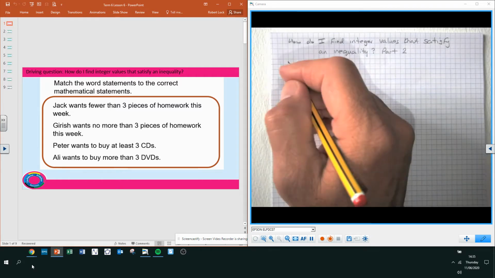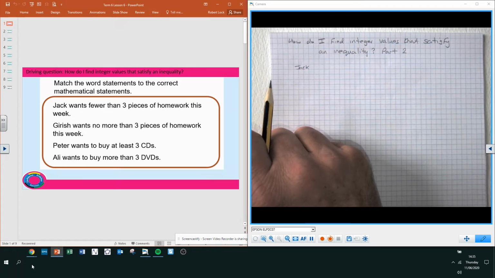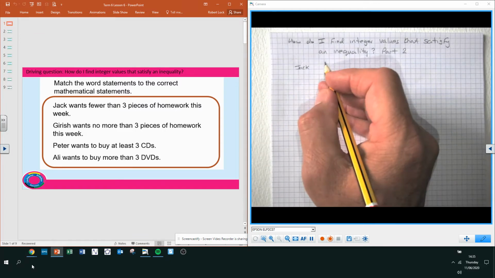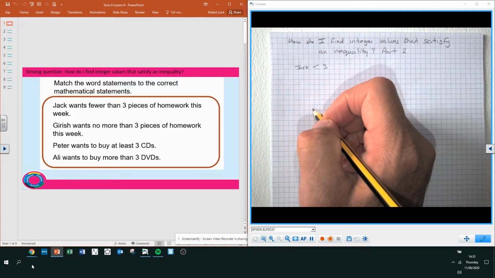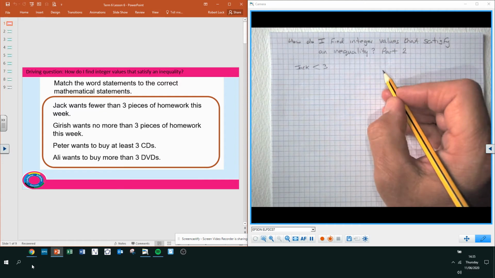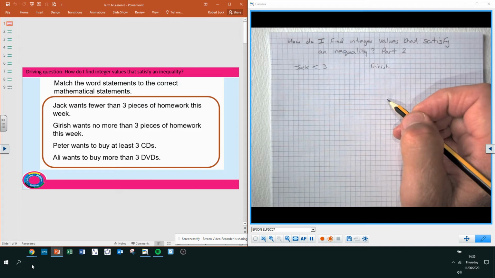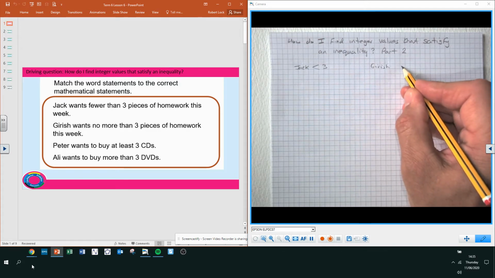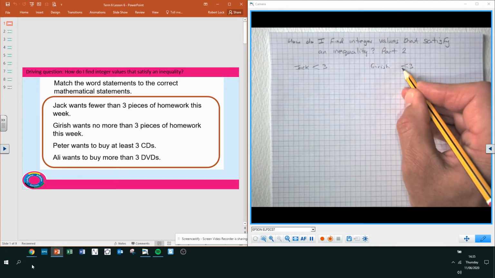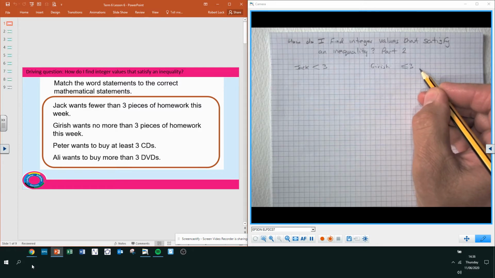So, okay, Jack. I'm going to write a mathematical statement: Jack wants fewer, less than 3 pieces of work. Less than. Giraffe wants no more than 3 pieces of homework. So, a bit like Jack, but equal. Less than or equal to 3. No more.